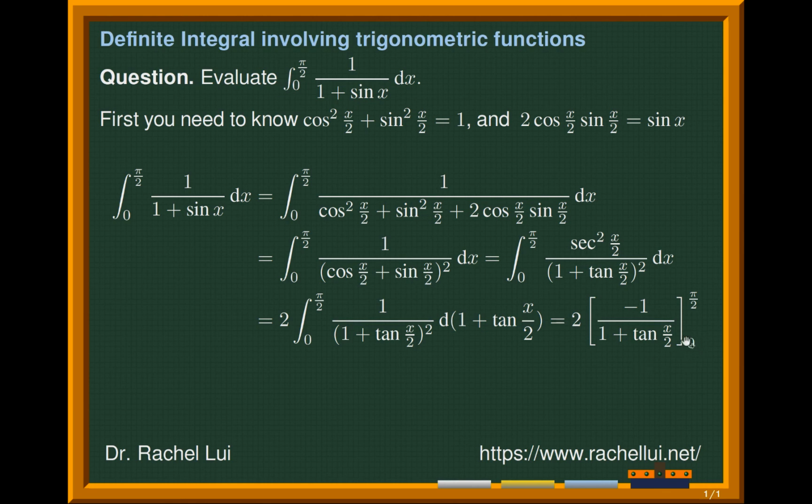And then we substitute 0 in it. Negative 1 divided by 1 plus tangent 0. Tangent 0 is 0, and 0 plus 1 is 1. Negative 1 divided by 1 is negative 1. Negative 1 times 2 is negative 2. So we have negative 1 minus negative 2, which is 1.